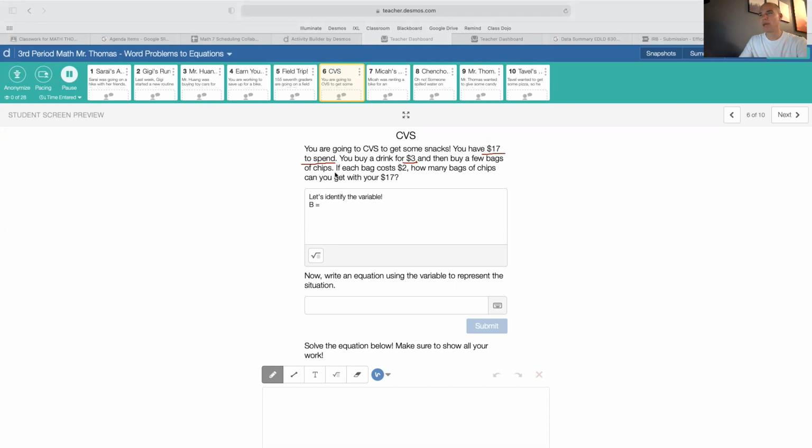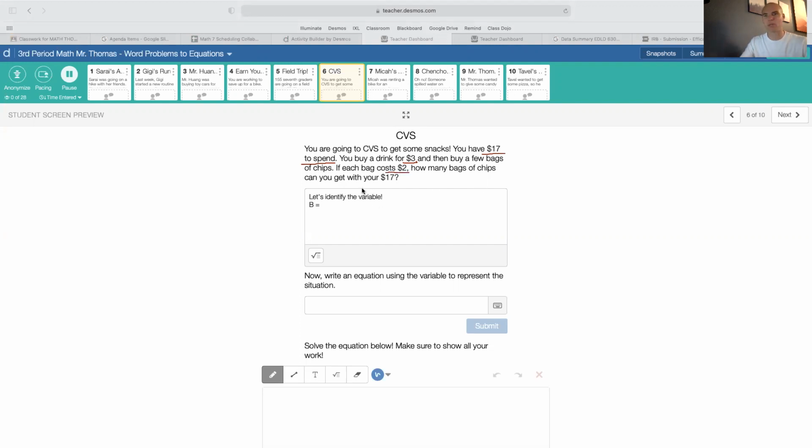Then you buy a few bags of chips. I noticed they didn't tell me the number of bags of chips. So I'm already thinking that's probably where my variable is going to come in. If each bag costs $2, how many bags of chips can you get with your $17?